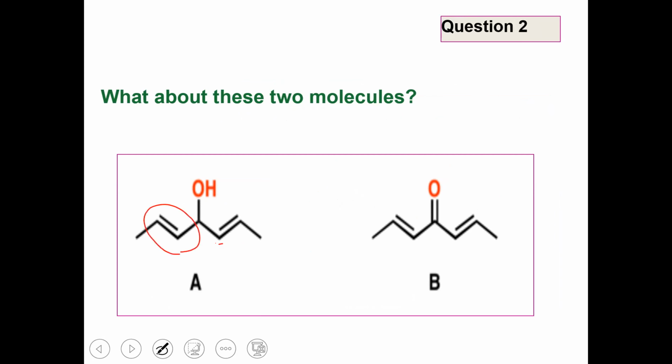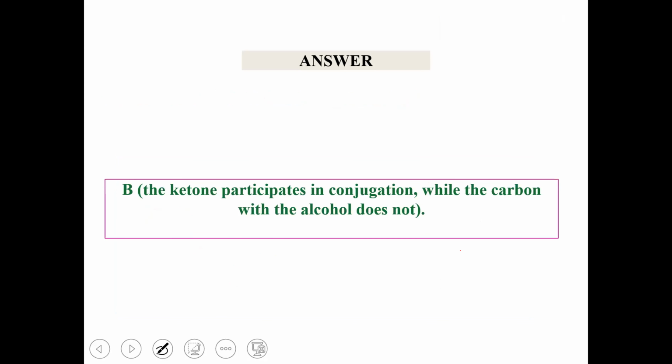So here you have double bond, single bond, separated by one more single bond, double bond. So it is non-conjugated. Whereas here it is double bond, single bond, and double bond, and then single bond. So conjugation is intact here. So B will have absorption. A couple of students got this answer correct as well.